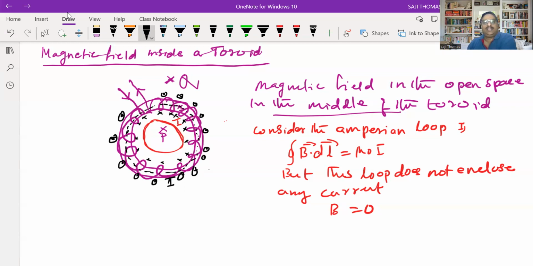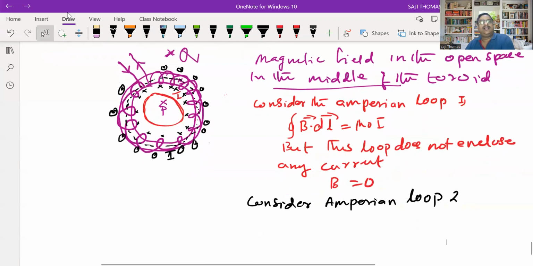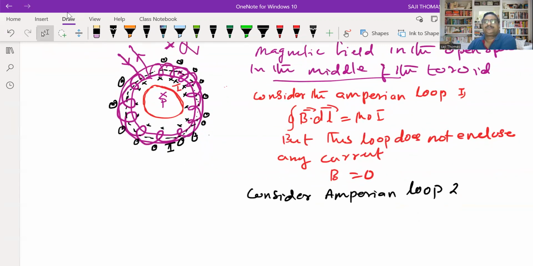Okay, so keep this in mind. Now we are considering Amperian loop 2. What is the equation? Closed integral B dot dl equals mu 0 times I.